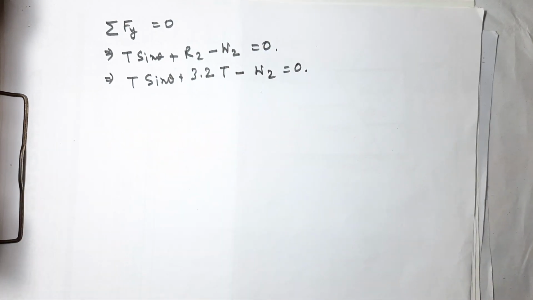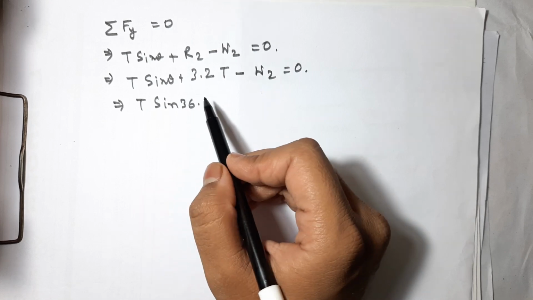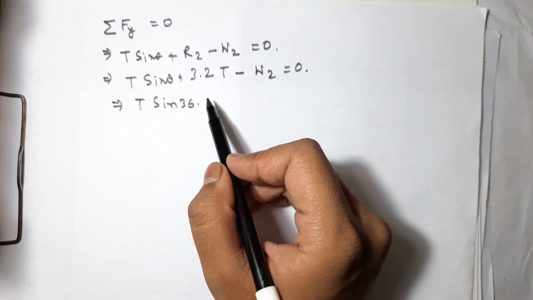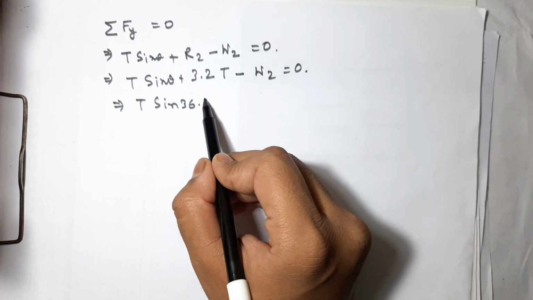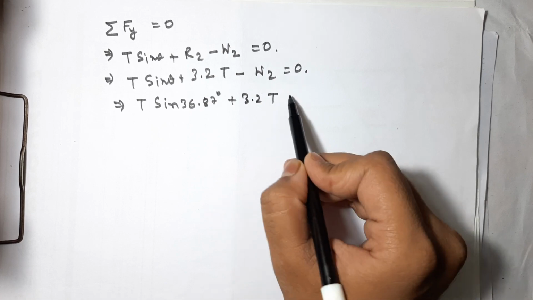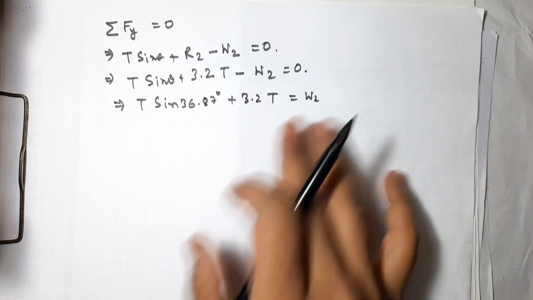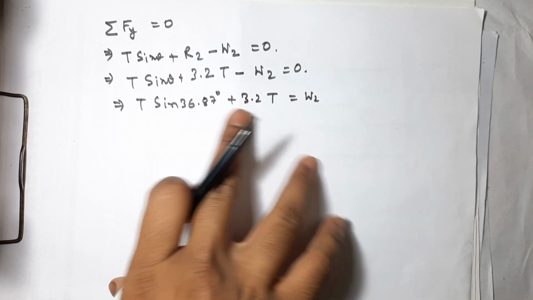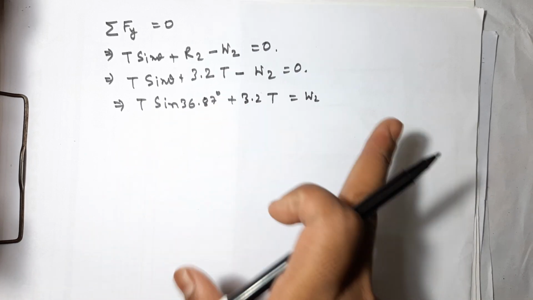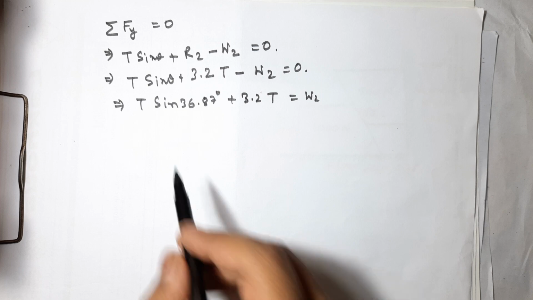So T sin 36.87 degree plus 3.2 into capital T is equal to W2. If you calculate this, you get the value of T.